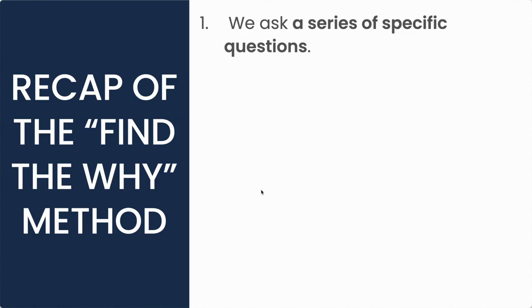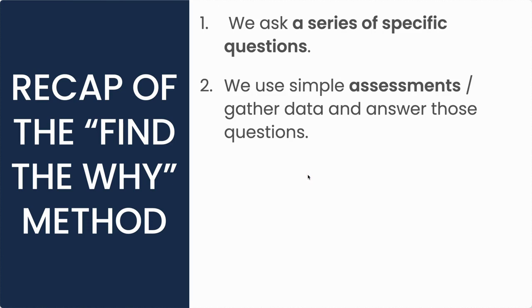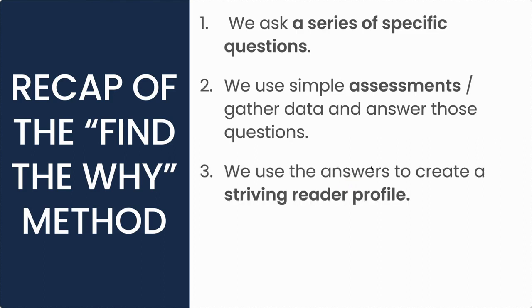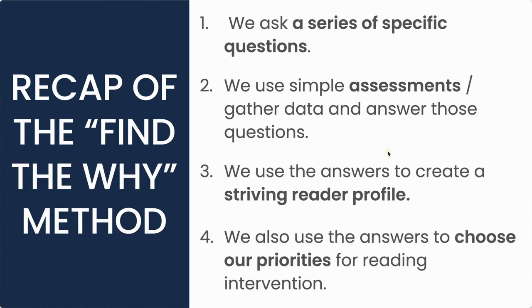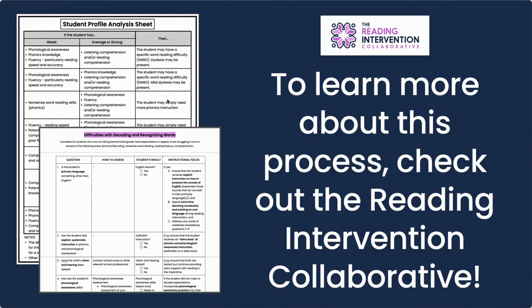All right, so way to go. We made it all the way through the video. Let me just recap quickly for you how Find the Why works. You ask a series of specific questions, which I shared for you, the ones for word reading and comprehension. I also have them for kids struggling with letter names and letter sounds in the Reading Intervention Collaborative. We use simple assessments and gather data that we already have to answer those questions. We use the answers to create a striving reader profile or see what might fit. And then we also use that information to choose and set our priorities for reading intervention activities, which is a whole other thing, but we cover that in the Reading Intervention Collaborative as well.